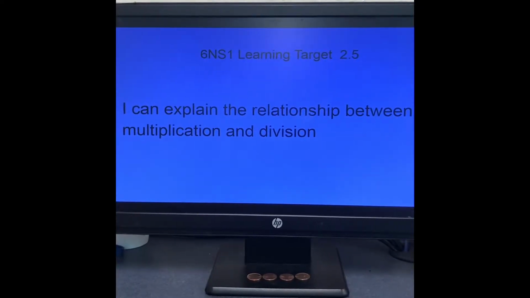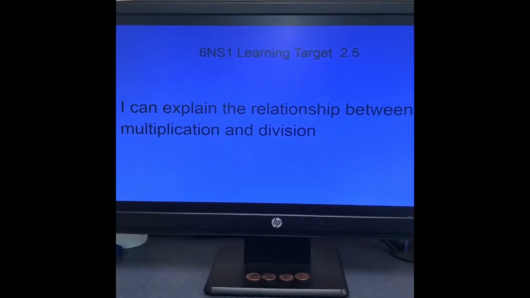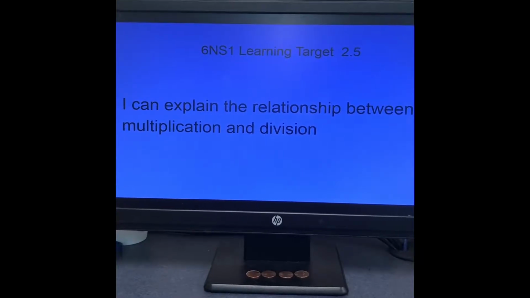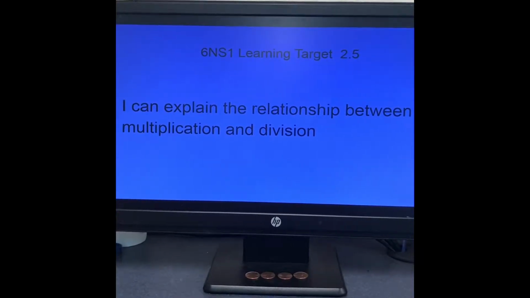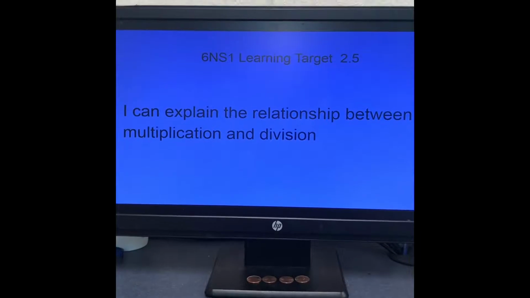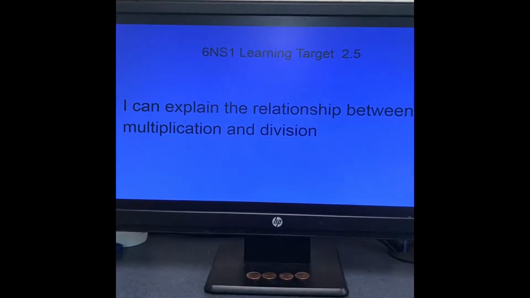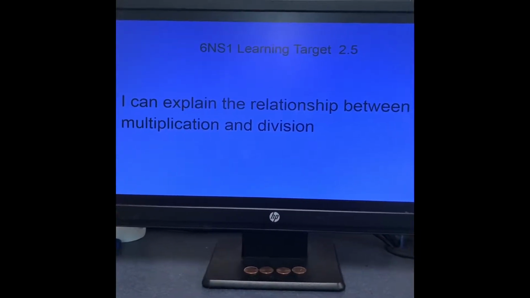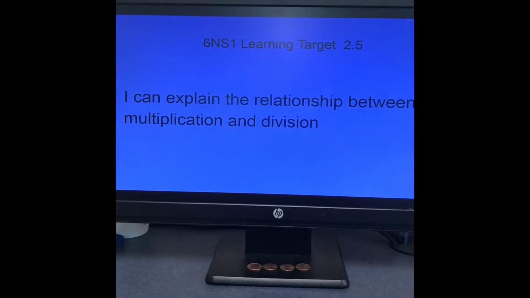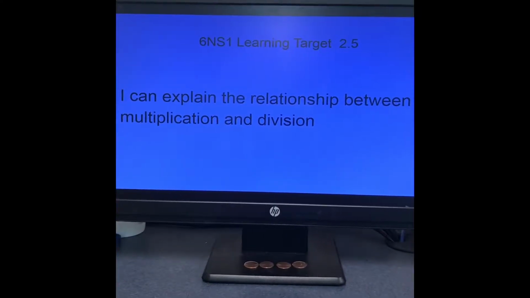Okay, so sometimes the need comes up where we might need to squeeze in an extra learning target. This is one I call learning target 2.5. I can explain the relationship between multiplication and division.